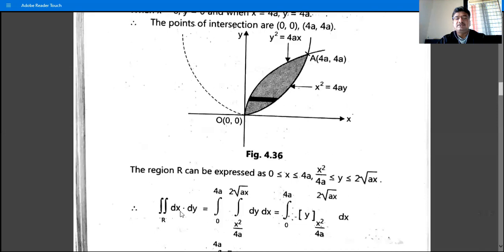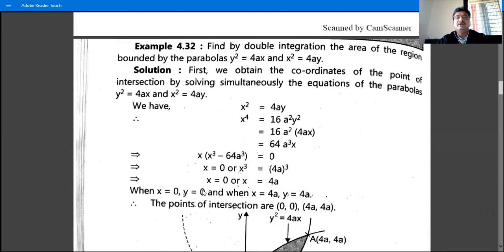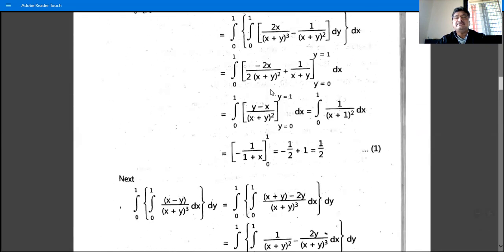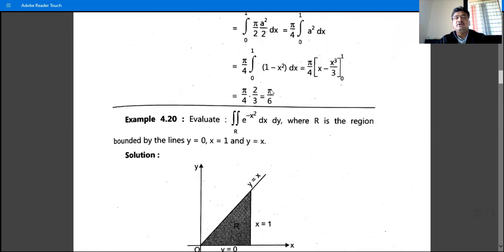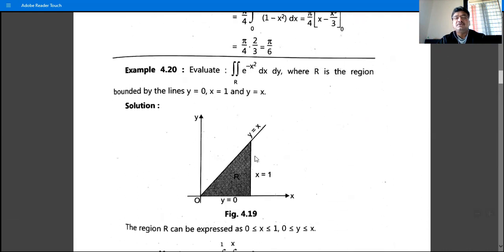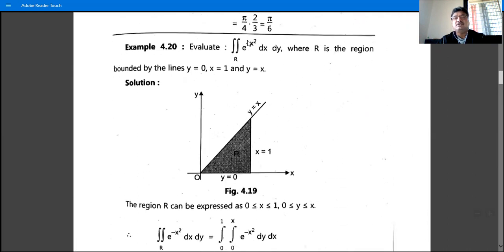And what is the formula for volume? Triple integration over V dx dy dz is the formula for volume. So here we have to find the area bounded by these two parabolas. In the previous examples, we had to solve the double integration over the region R. So we have to solve this integration.